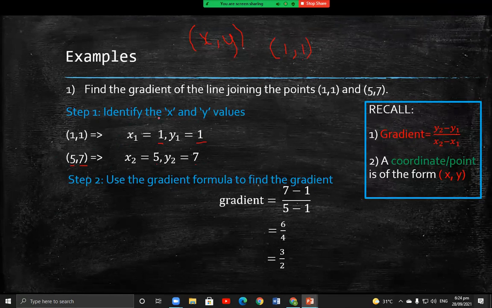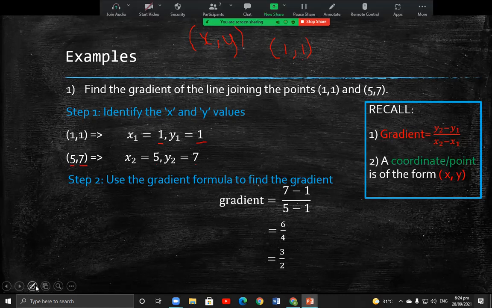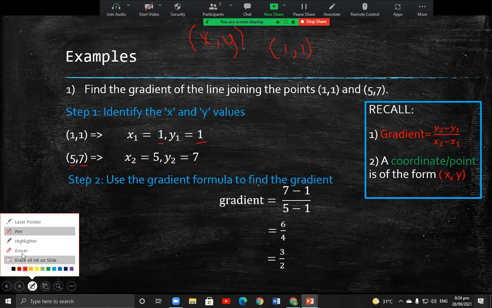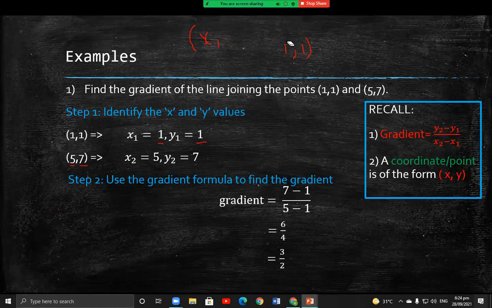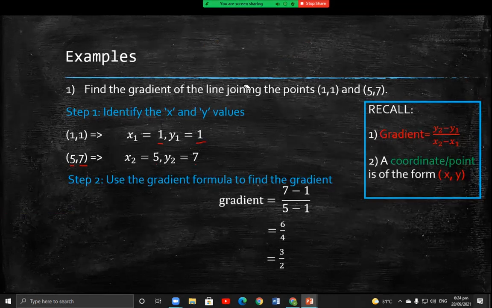Everybody understands that, how to identify x and y? Yes, no? If not, I'll explain it again. You understand that? Yes or no? Maybe one more time. Okay, I said yes, miss. You're the person. What were you saying? Let me just move on.